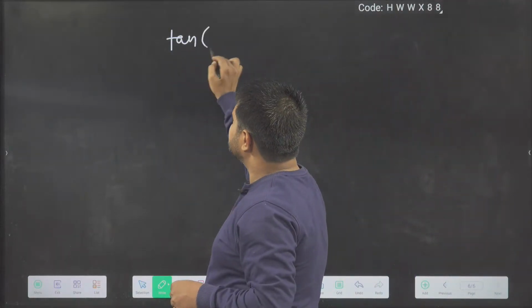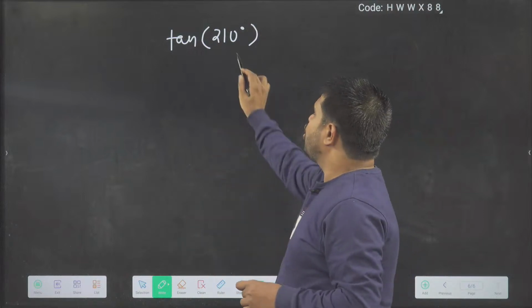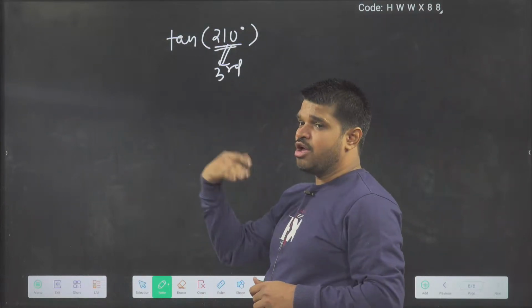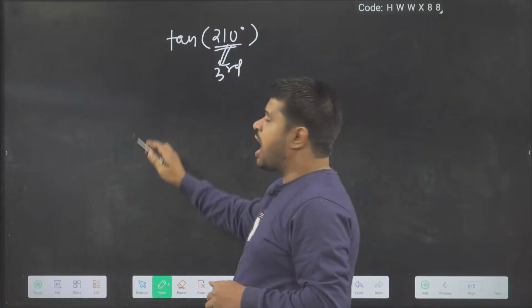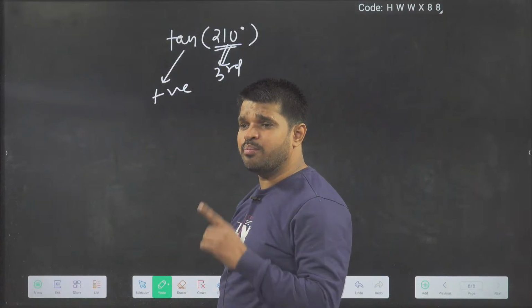Tan 210 degree. My first question. 210 means third quadrant. Which quadrant? Third. 180 to 270. Our tan will be positive.